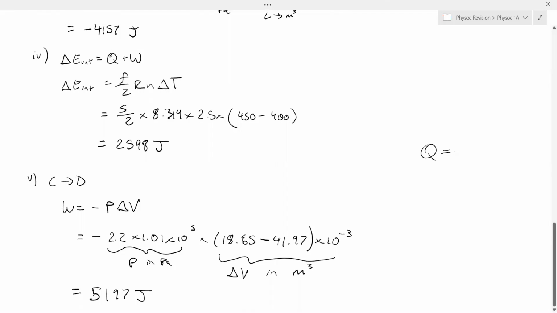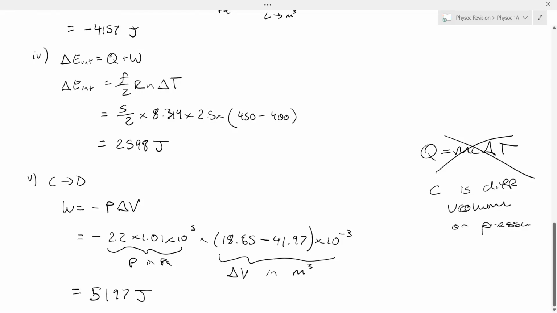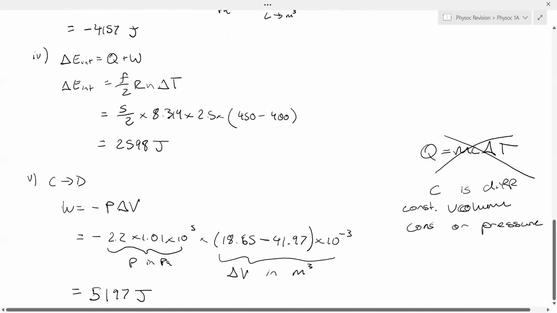We can't really use Q equals mC ΔT, because C is going to be different for constant volume or pressure, just like we saw before. So we'd have a different specific heat value depending on what part of the cycle we're looking at. I think it can be done, but it'd also be a bit complicated.